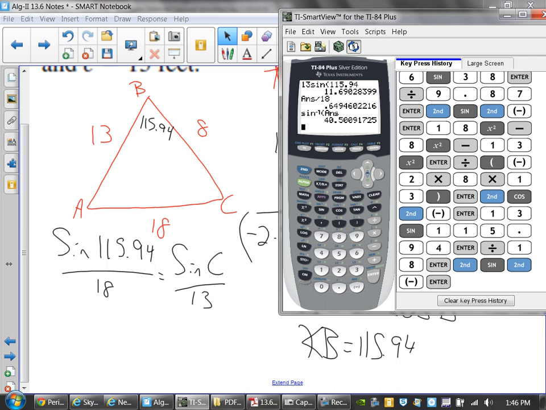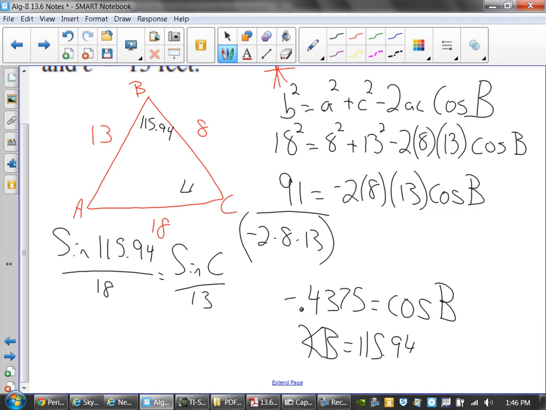I got C at 40.5. Anybody else get that? Okay. And then to get the last angle, you just subtract out. It's 23.56. There you go.